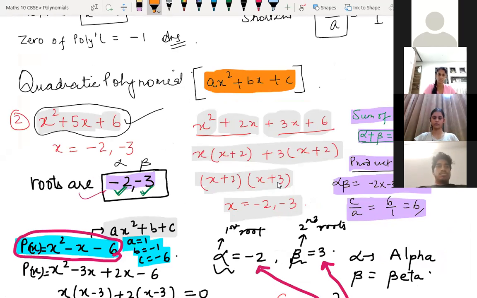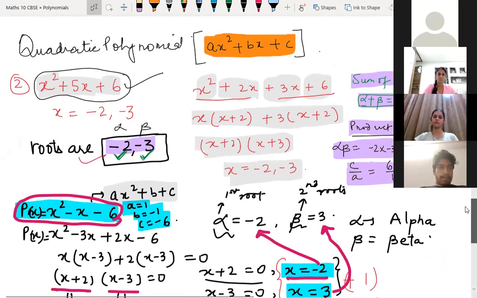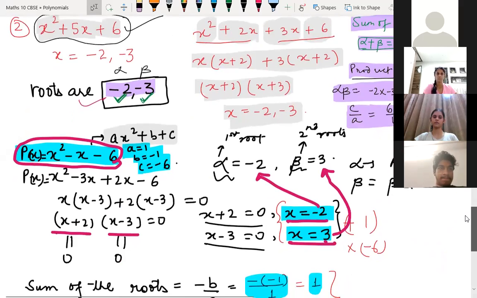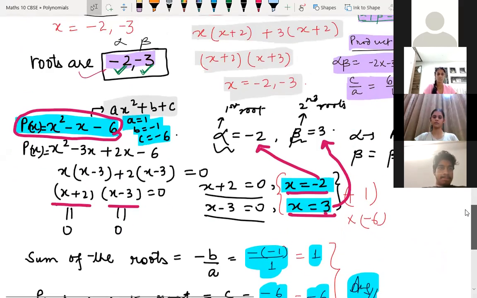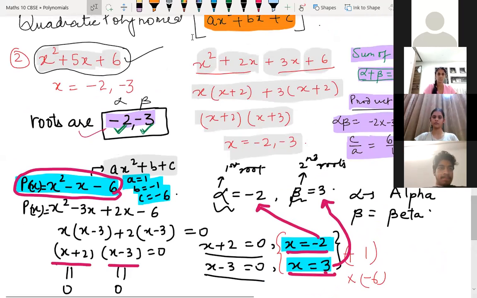So what is the sum of the roots? What is the product of the roots? Can you tell me, all of you? What is the sum of the roots and what is the product of the roots? I'm just erasing this part. Sum of roots equals minus b by a. Product of roots equals c by a.